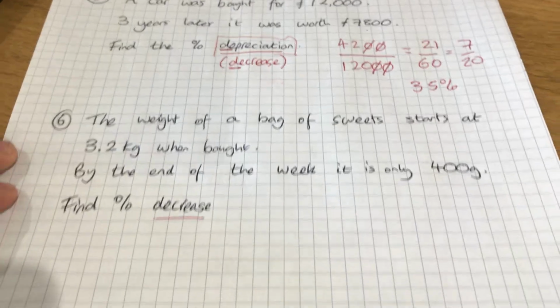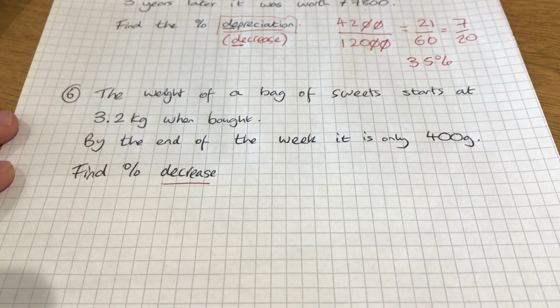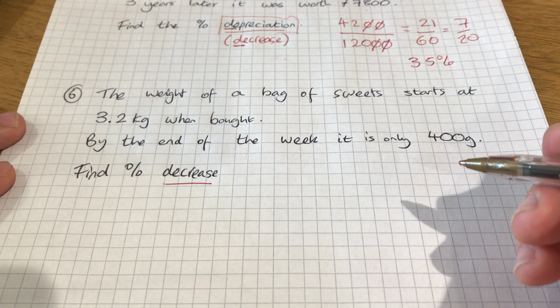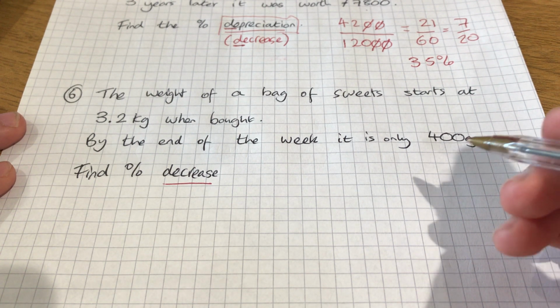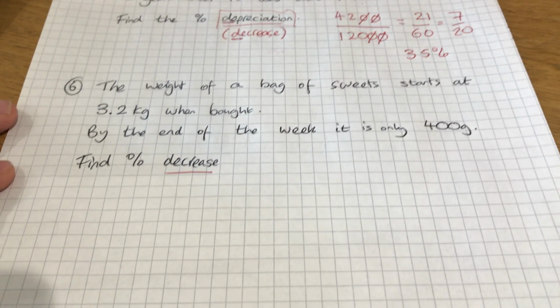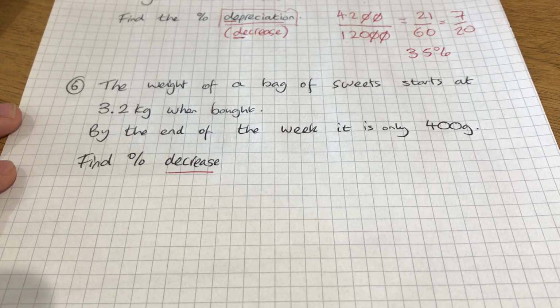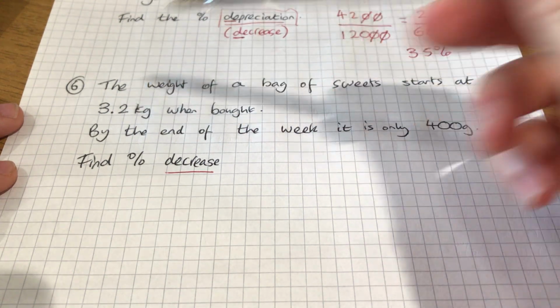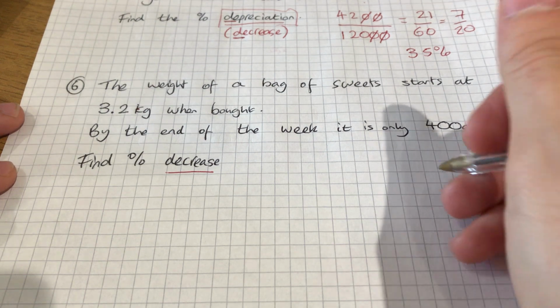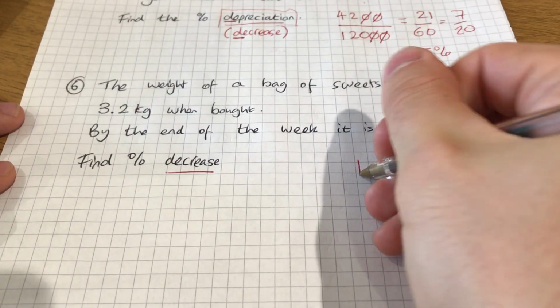The next one, question 6. We have got a weight of a bag of sweets starts at 3.2 kilograms when bought. By the end of the week, it's only 400 grams. So find the percentage decrease. This is sort of the hardest this topic gets with regards to percentage change. Obviously, it gets a lot harder with percentages. But here we've got a combination of 2 different units, kilograms and grams. So you just need to make sure you know a few of your relationships between those. I'll just note this one down, of course.